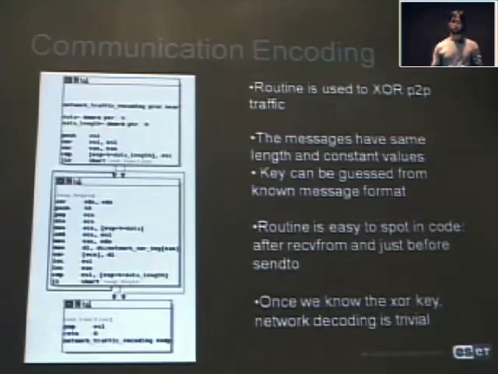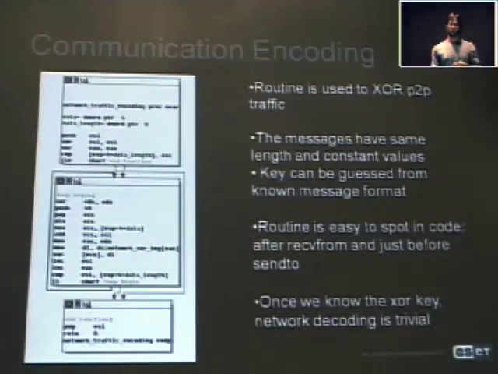And what they did is, once again, they used the XOR operator to encode all their traffic. But the messages have the same length, and the constant values are the same. So I didn't find this, Joe Stewart did, but we had access to earlier messages. So messages from yesterday were not encoded, they looked like this, and then a new message today is encoded. But they had the same length and everything. So you could just XOR the two of them and find the key that was used.